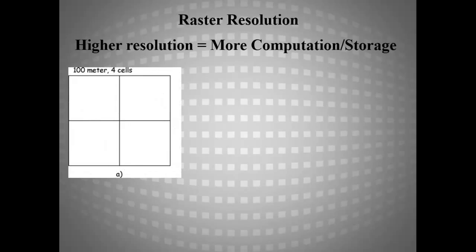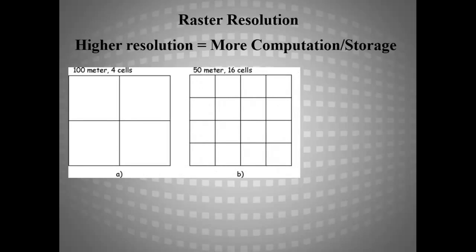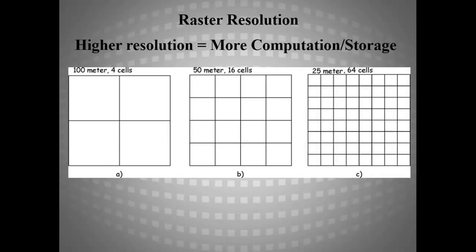Here we have 4 cells, 100 meters across. Let's say we want to double the resolution, so we want 50-meter cells. Now instead of it taking 4 cells to represent our area, we need 16 cells. What if we want to go down to 25-meter cells? That's going to take 64 cells. So if we want to quadruple the resolution, go from 100-meter to 25-meter resolution, we've got to increase the number of cells by a factor of 16.